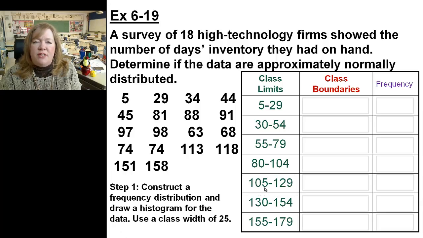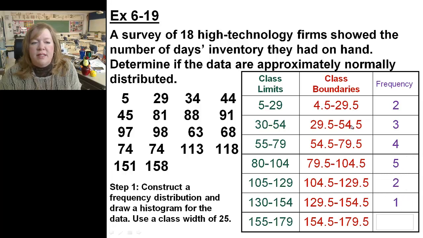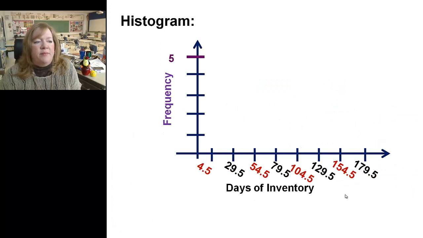Boundaries go down a half a step and up a half a step from your class limits. So it's going to be 4.5 and 29.5, and you can just add 25 to that as you go down. Then for the frequency, you check your data values and count how many are between these two class boundaries. So pretend like you did that. There's 2, 3, 4, and so on. Looking at this, it looks pretty good because you notice it gets higher in the middle and it's lower on the ends. So when we go ahead and draw our histogram, here's your frequency, your days of inventory.